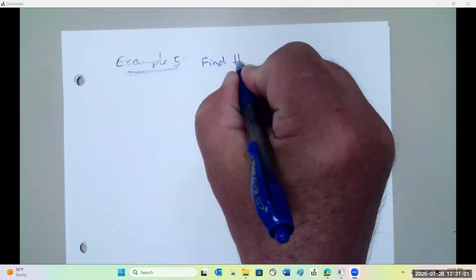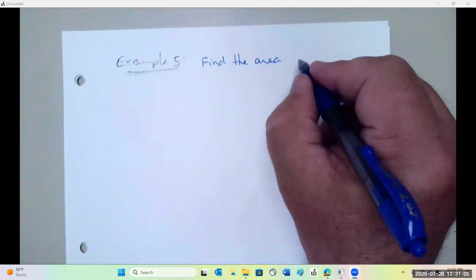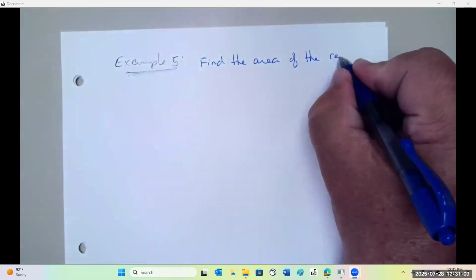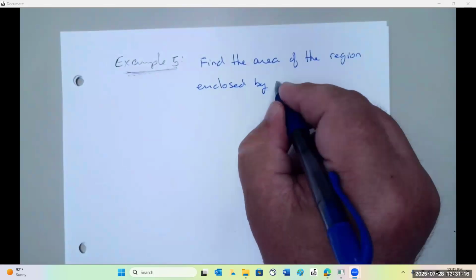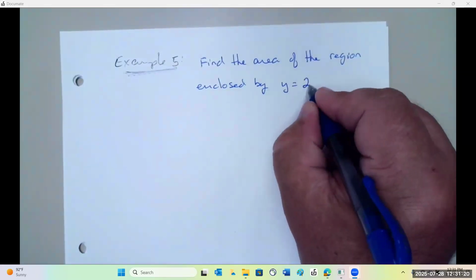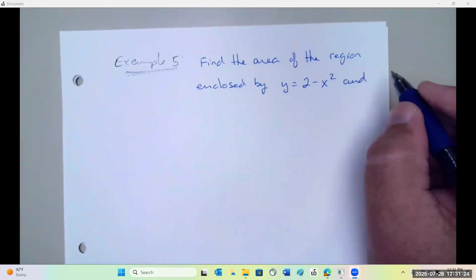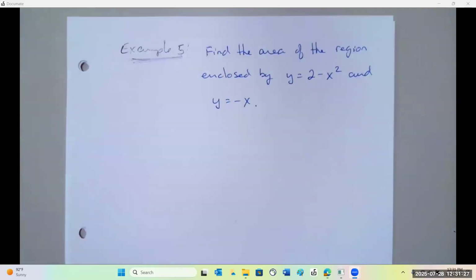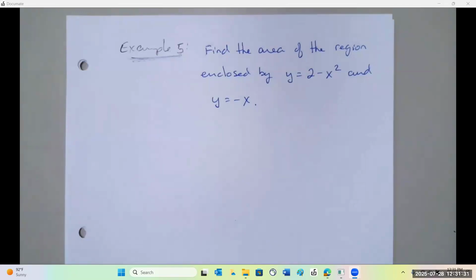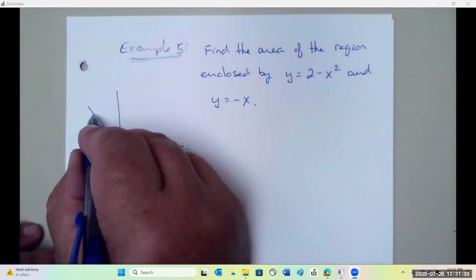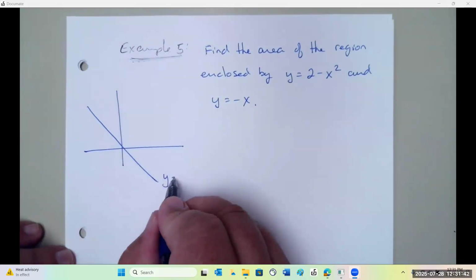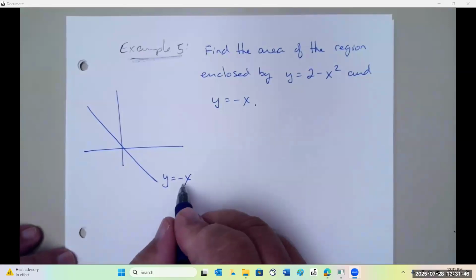Find the area of the region enclosed by y equals 2 minus x squared and y equals negative x. There's a function y equals negative x.